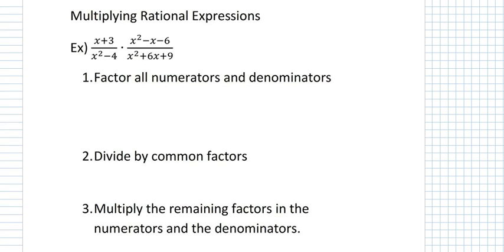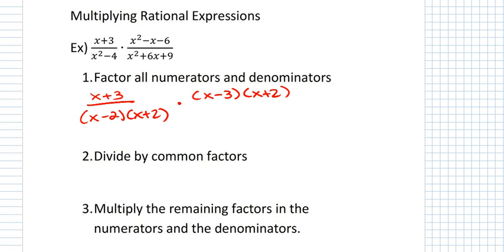Multiplying rational expressions. Same concept. Factor all numerators and denominators. So basically here, if you look at the denominator on the bottom here, it's x plus 3 over x squared minus 4, which factors to x minus 2, x plus 2. On the top there, it factors to x minus 3 and x plus 2. And the bottom denominator is x plus 3 times x plus 3.